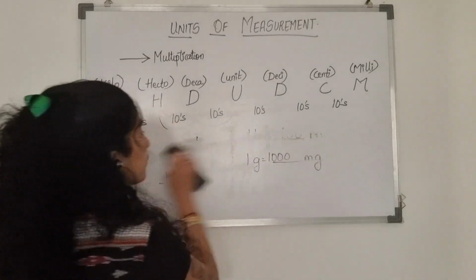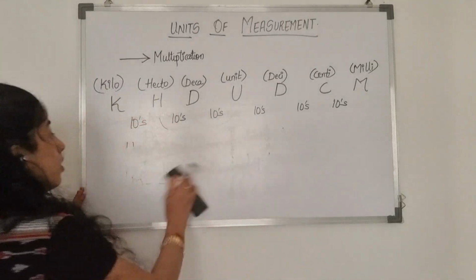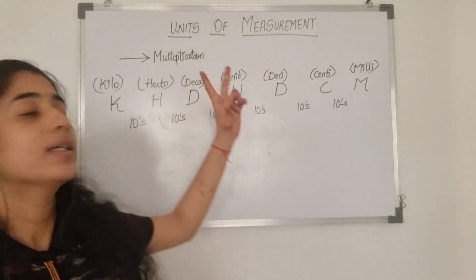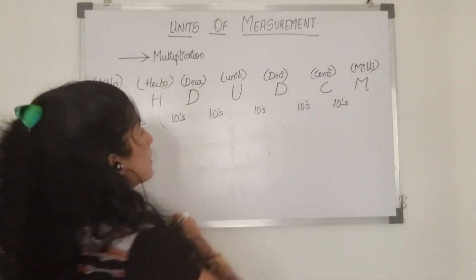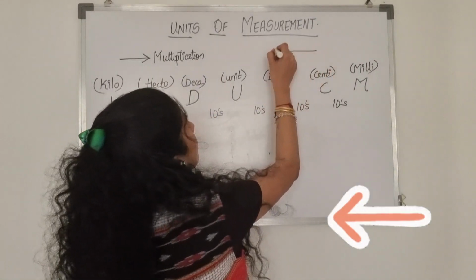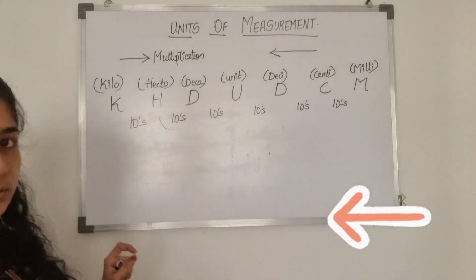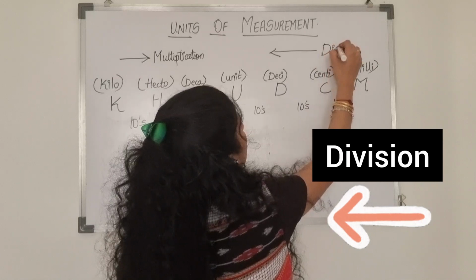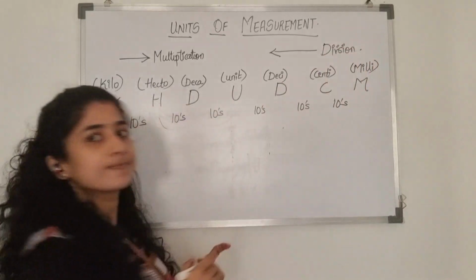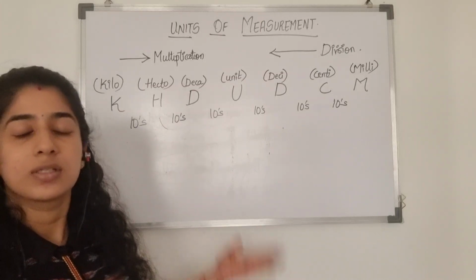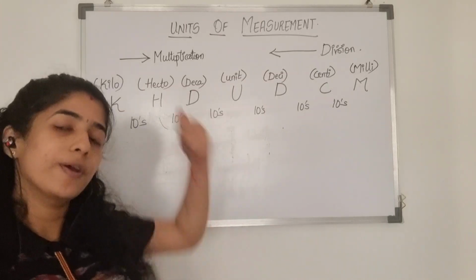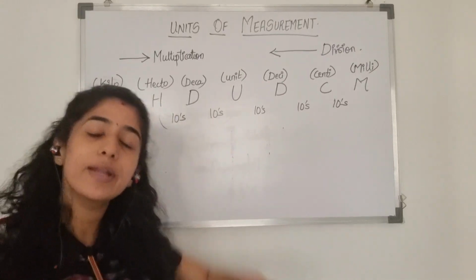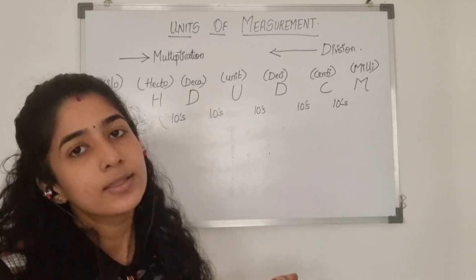What about when the conversion is from right to left? Well, the steps remain the same, only the operation changes. If the conversion is going from right to left, then I will make use of the operation which is division. The remaining steps remain the same. If I am taking one step, I will multiply by 10. If I am taking 2 steps, I will multiply by 100. If I am taking 3 steps, I will multiply by 1000.